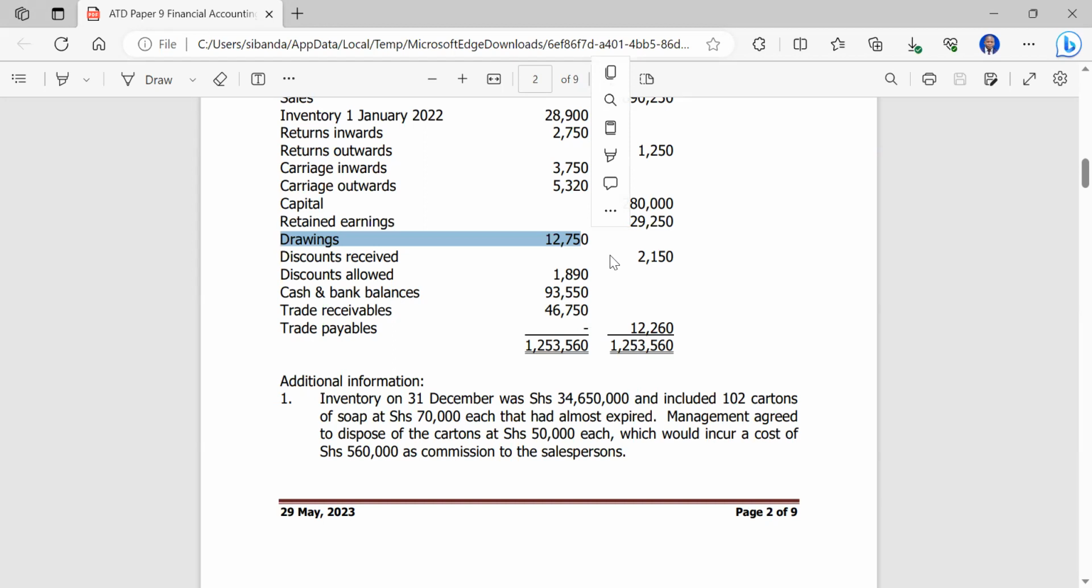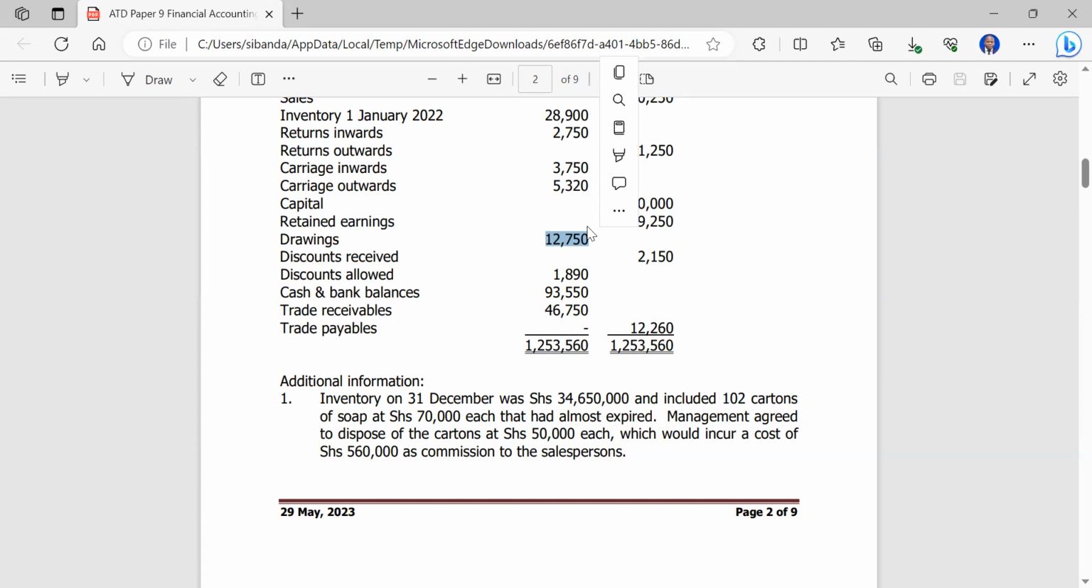And normally, how are they presented here in the trial balance? As we can see, this is how the drawings have been presented. They are on the debit side here. Just like capital is on the credit side, the drawings that will reduce it are on the debit side. So drawings have a normal debit balance in our trial balance.